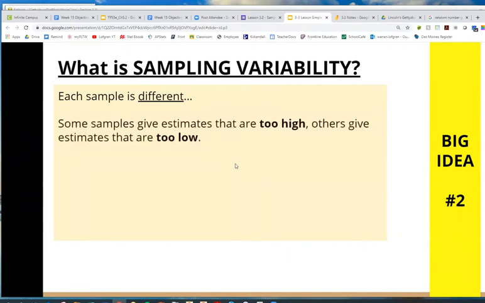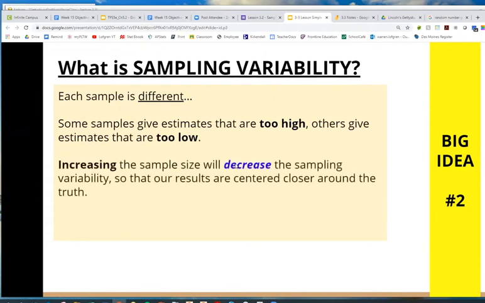And some of your samples were below the mean. They were below the blue line of truth. And some of yours were above. Okay. That's not a surprise at all. Sometimes we get below it. Sometimes we get above it when we take the sample. Now, what should happen is this.